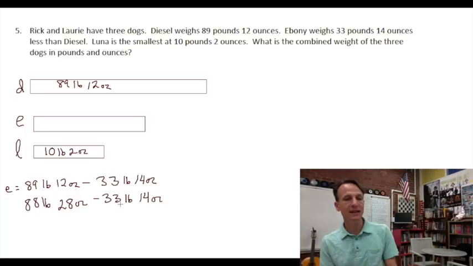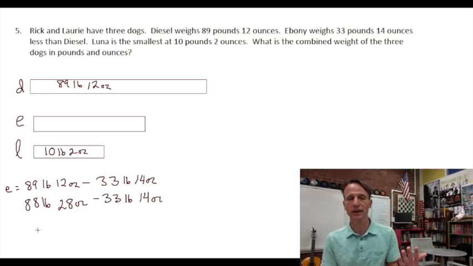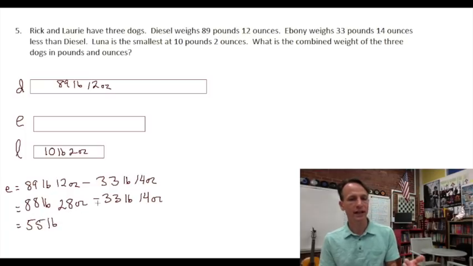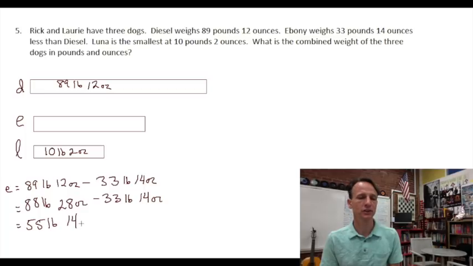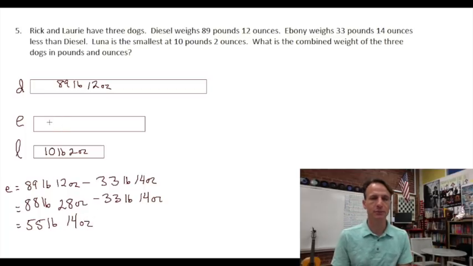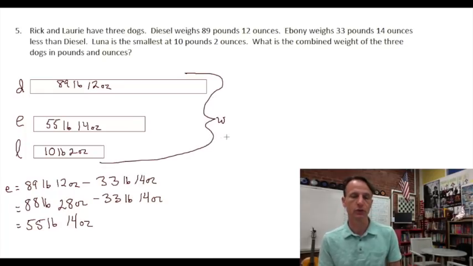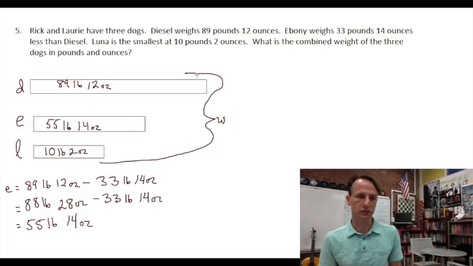Now we'll be able to subtract 33 pounds, 14 ounces. All right, so 88 minus 33, oh, that actually has a nice little pattern to it. Can you see that? 55, good. 55 pounds. 28 ounces minus 14 ounces. You might actually look at that and see that 14 is half of 28, right? See that? So it's 14 ounces. All right, so that's Ebony is 55 pounds, 14 ounces, also a sizable dog. And our question is, what's the combined weight? So we're looking for this, we'll call it W for weight, because we already used D for diesel.